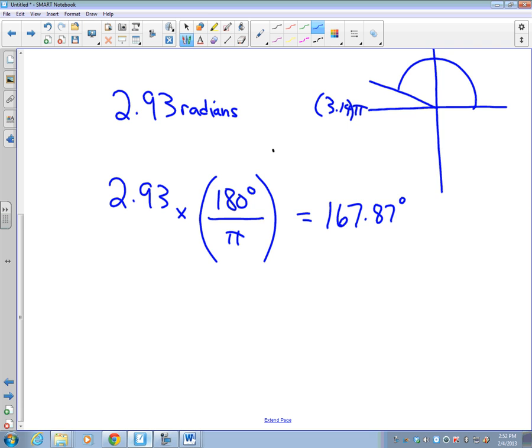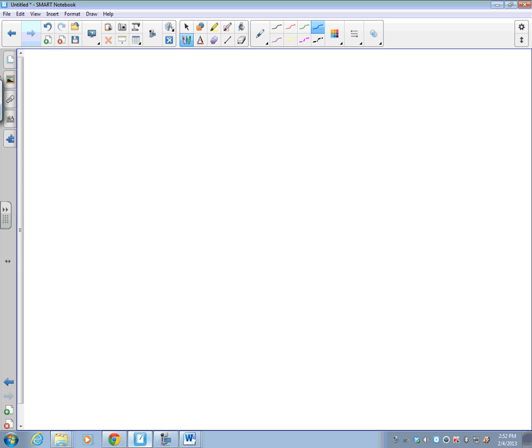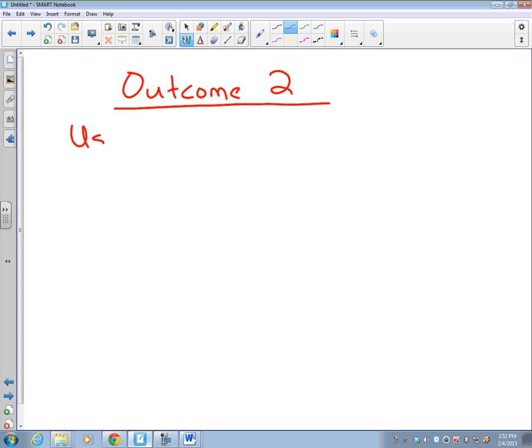Okay. Here's your last outcome from today. So we know how to convert from radians to degrees. We know how to convert from degrees to radians. The last outcome is using the formula, and it's given to you in your formula sheet, S equals theta R. So, of course, you have no idea what this means, so I'll tell you what it means.